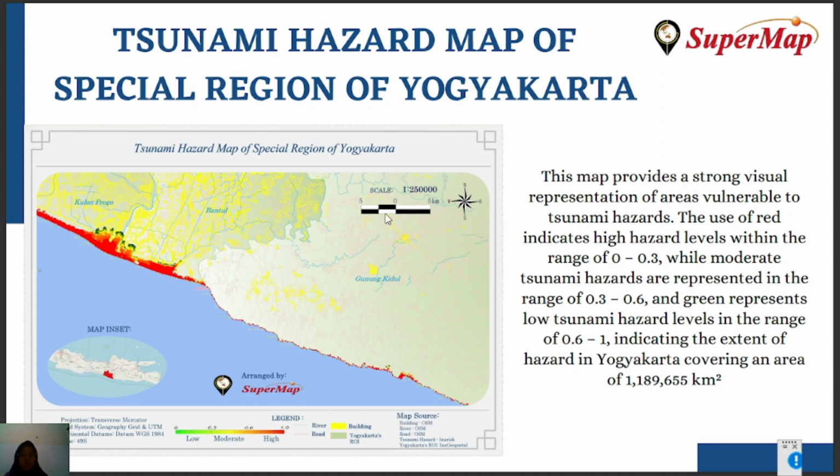This map provides a strong visual representation of areas vulnerable to tsunami hazard. And as you can see here, a lot of red indicators have the highest hazard value of 0 until 0.3, while the medium tsunami hazard represents 0.3 until 0.6, and then the green color has 0.6 until 1 values, indicating the extent of hazard in Yogyakarta.